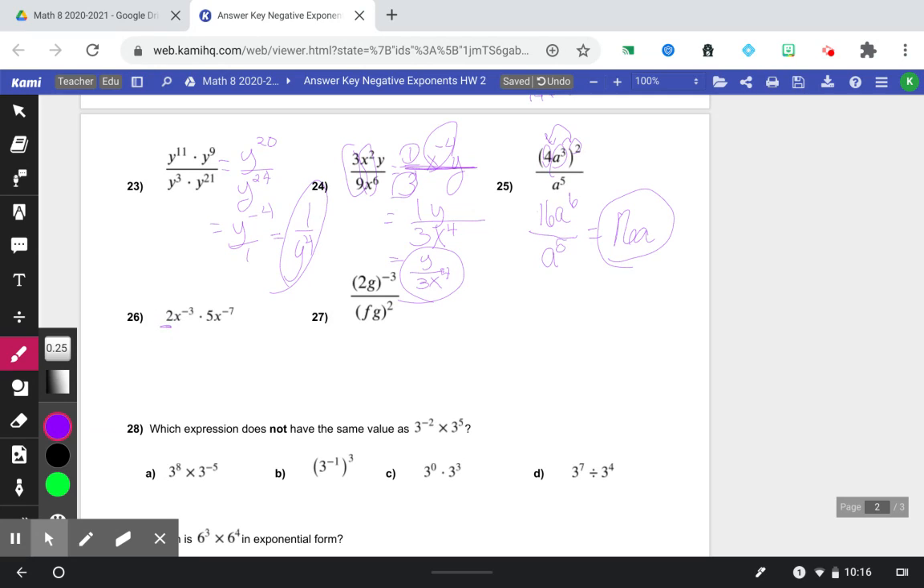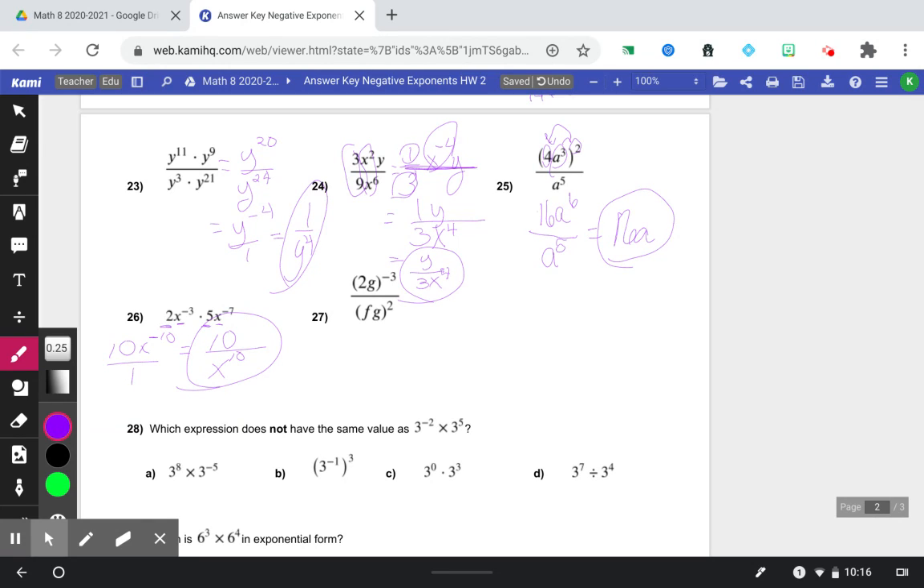26, multiply the coefficients, so I get 10. Multiply the like bases, that means we're going to add the exponents, so we get -10. Put it over 1. I'm going to keep the 10 where it is. I'm going to flip my x, and the exponent becomes positive.